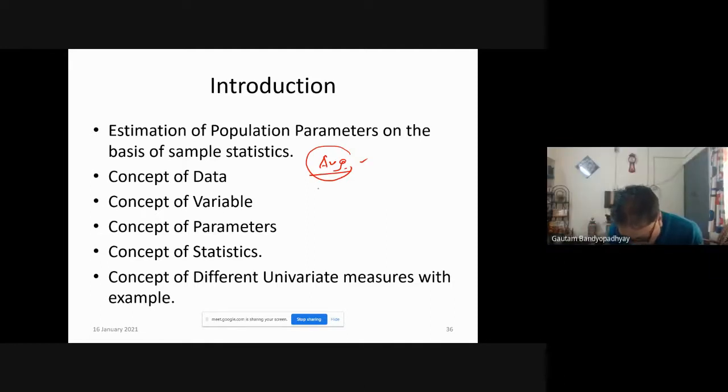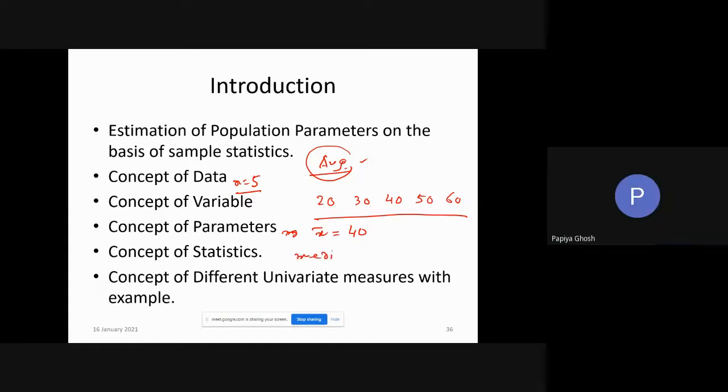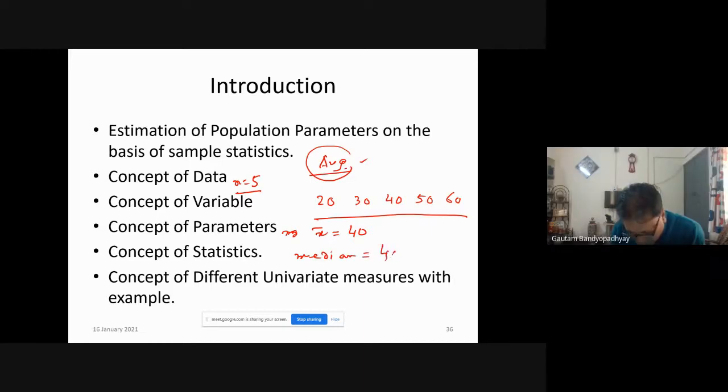Say I have some data: 20, 30, 40, 50, and 60. These are only 5 data points, so the sample size is 5. If we calculate the mean, X bar, we get 40. If we calculate the median, that also we get 40. Why? Median means when the observations are arranged in increasing or decreasing order of magnitude, the middlemost term is called the median. So 40 is the median. So this is the example where the mean equals 40 and the median equals 40.